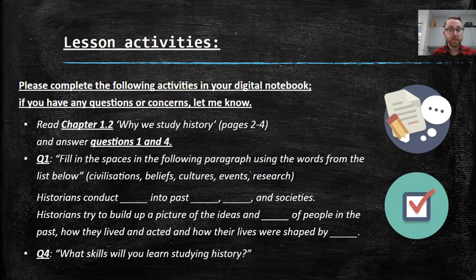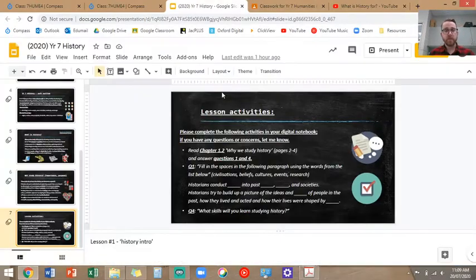So you're reading chapter 1.2, which is pages 2 to 4 in your textbook. It's called Why We Study History, and answering questions 1 to 4 in the textbook. So the questions are in the textbook. I've just copied them out on the slide just to make things easy for you guys. So question 1, I'll show you where all this is, I suppose.